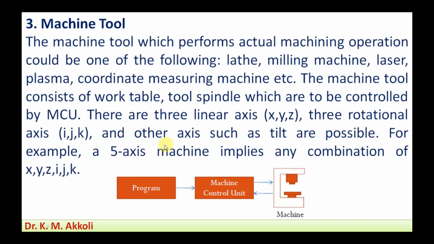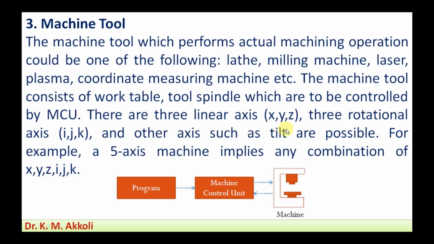Then moving to the last component, that is the machine tool. The machine tool, which performs the actual machining operation, could be one of the following: a lathe, milling machine, laser, plasma, or coordinate measuring machine, etc. Any machine which can be controlled by the computer. The machine tool consists of a work table and tool spindle, which are to be controlled by the MCU, and those are the movements.